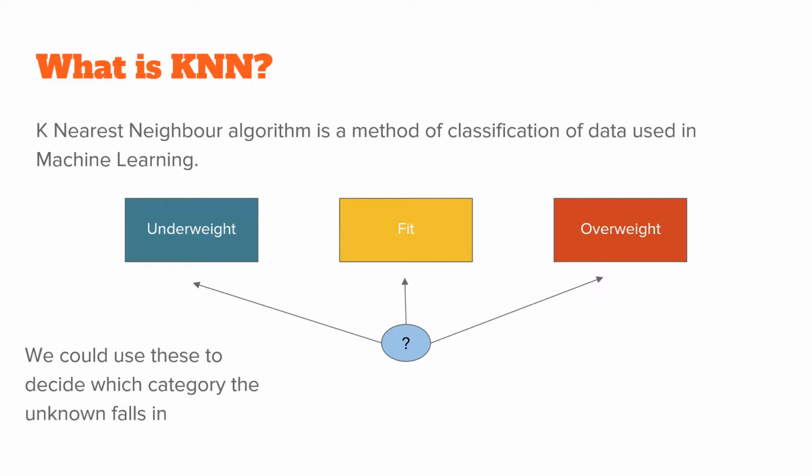So what is K nearest neighbors? K nearest neighbors is an algorithm for classification of data used in machine learning. An example that I presented over here is that we may have three categories of body types, which is underweight, fit, or overweight. So, using these categories, if we put up an unknown category of body type, we can predict which category that unknown type falls in.